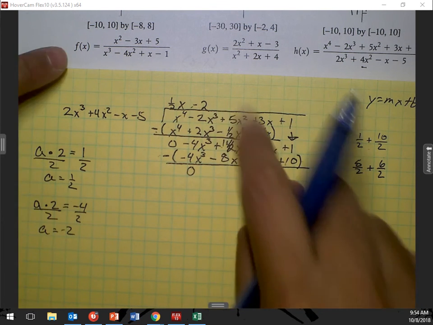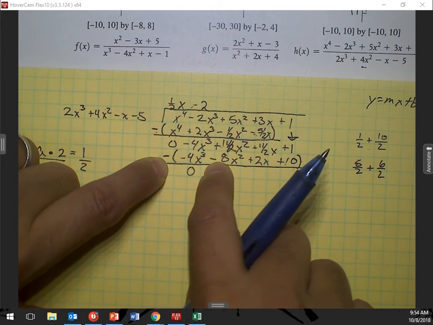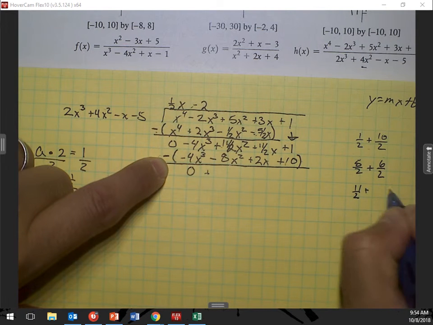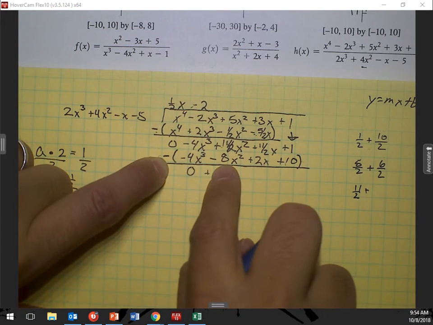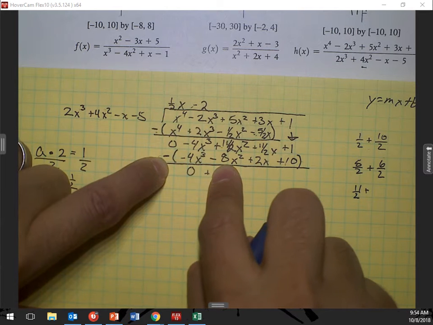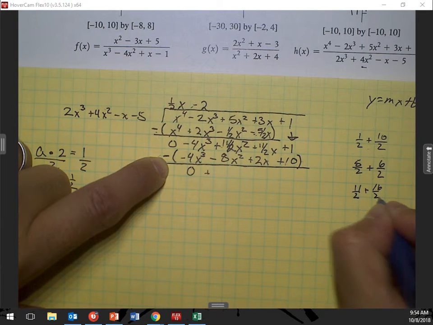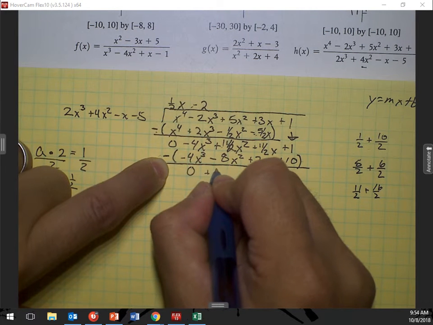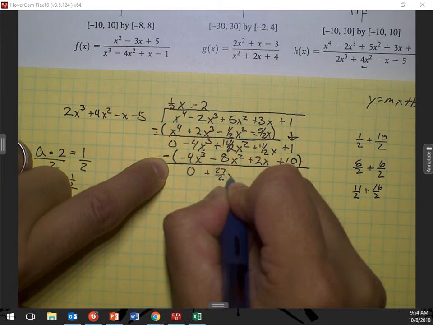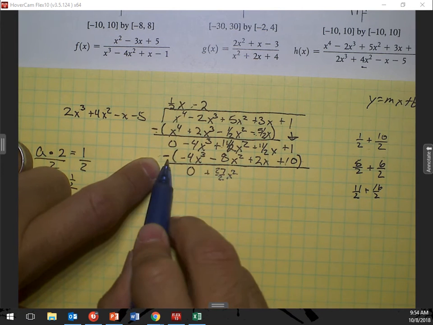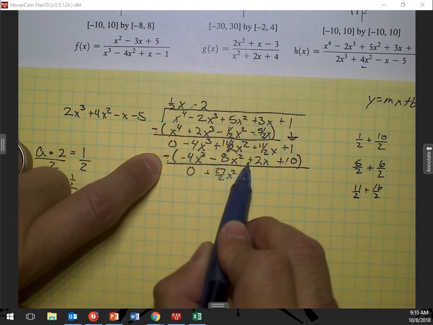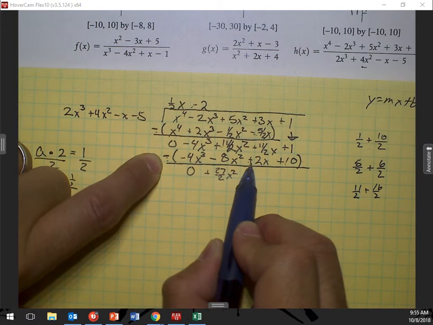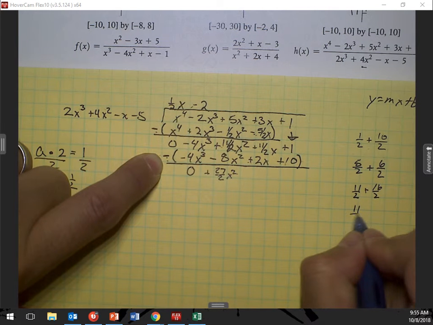Anyway, all right, so now negative, negative makes it a positive. So we have positive 11 halves plus that 8. What is that 8 going to be? 16 halves. So it's going to give me, okay, very good, 27 over 2 x squared. Now, again, I have a negative and this positive, so that means it's going to be a negative. So I'm going to have a positive 11 halves.